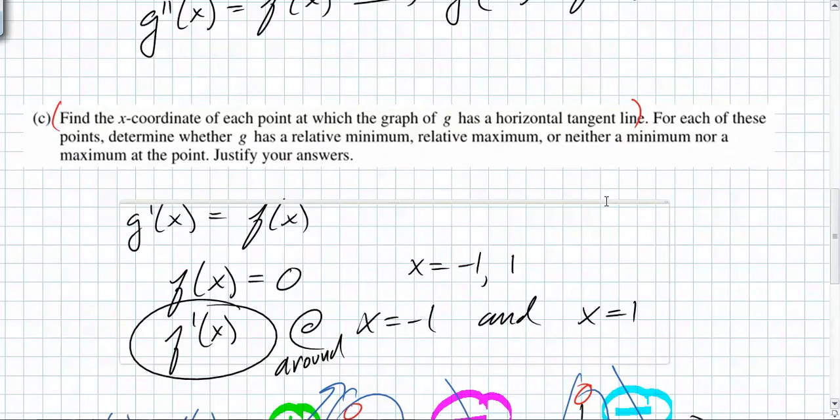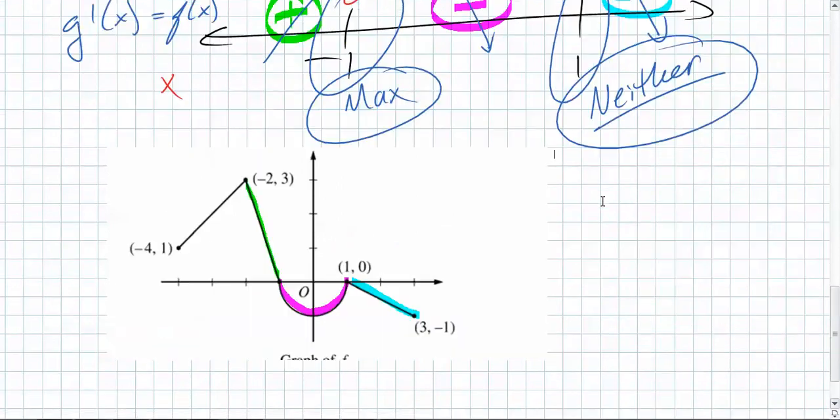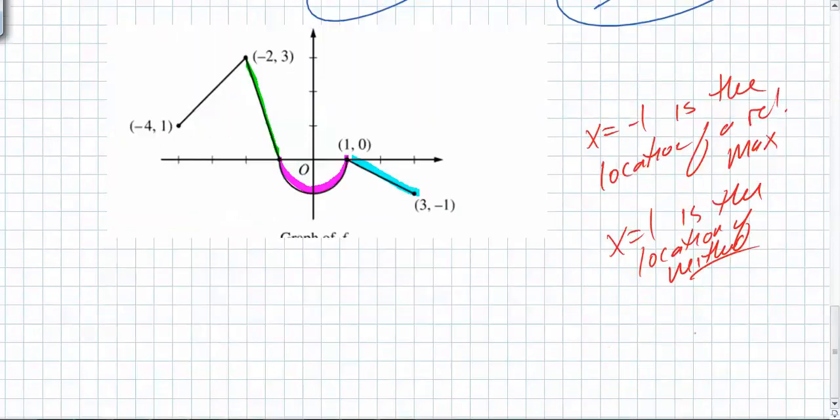Look what the question says. The question says, for each of them, justify whether it's a relative minimum, a relative maximum, or neither. So by the first derivative test, what have we found out? You literally write x equals -1 is the location of a relative max. x equals 1 is the location of neither a max or min. Thank you for not letting me make it more complicated than it is.